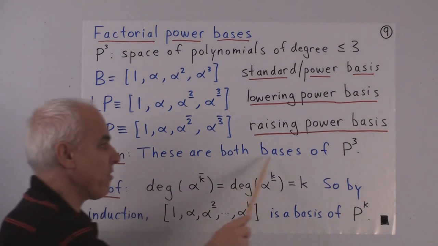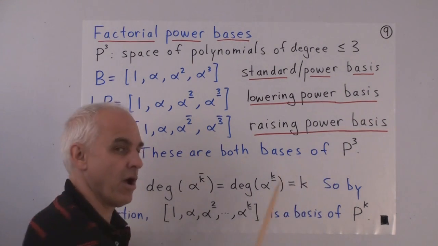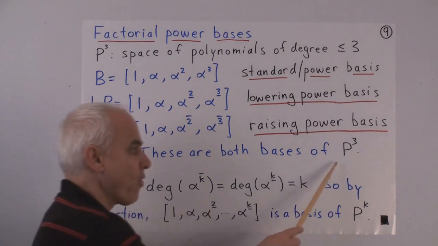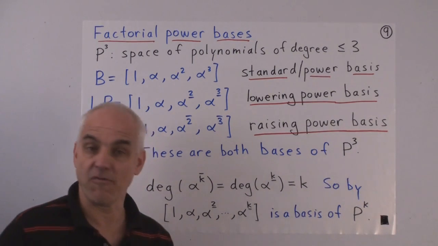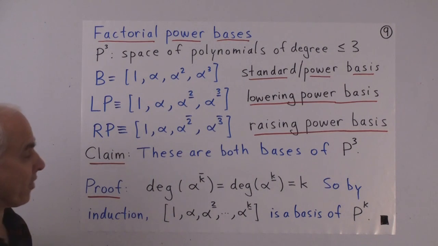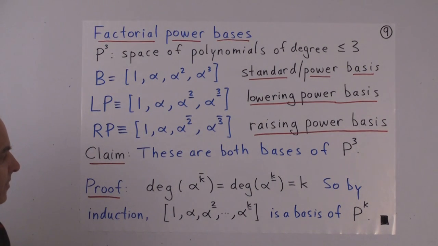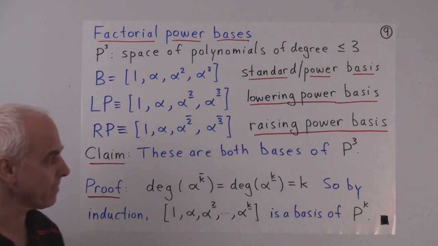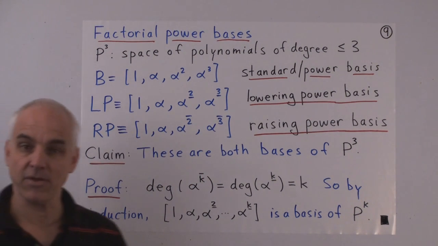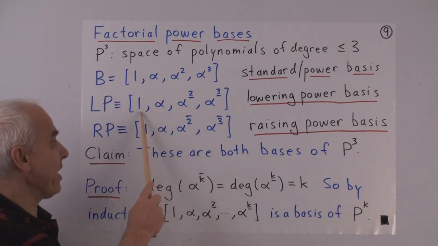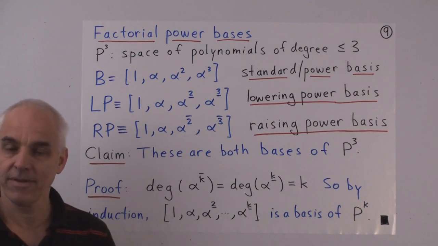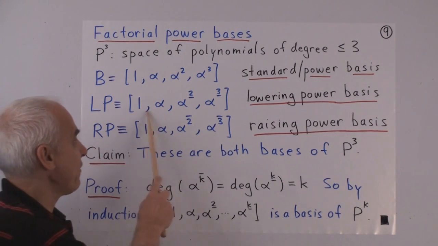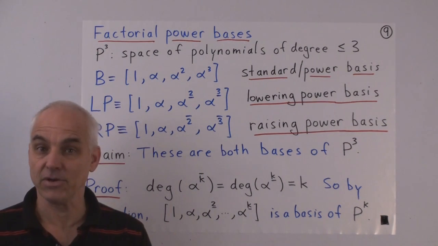Claim: these are both bases of our space P3. This is a 4-dimensional space of polynomials. There are 4 elements in that basis. How do we see that these are actually bases? It means, how do we see that we can write any polynomial as a linear combination of these 4, and in a unique way, so that these 4 are actually linearly independent?